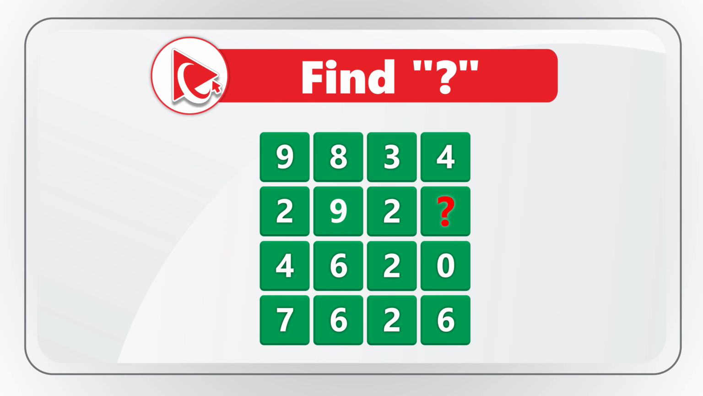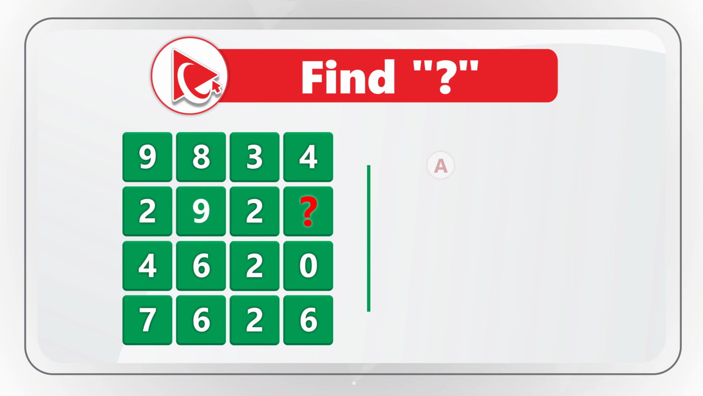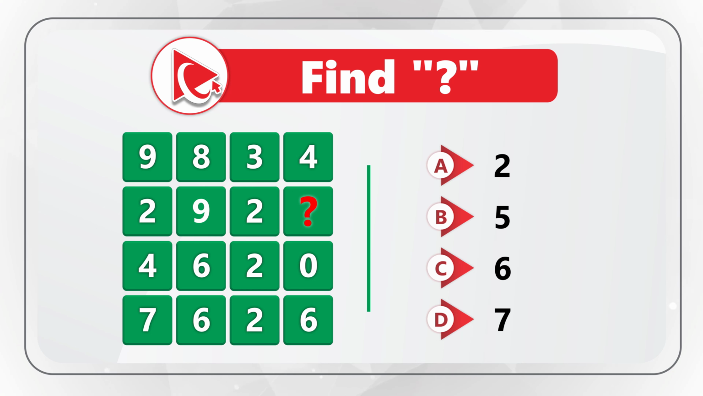You need to calculate the missing number, and you have 4 different choices to select from. Choice A, 2. Choice B, 5. Choice C, 6. And last but not least, choice D, 7. Take a close look to see if you can come up with the solution.